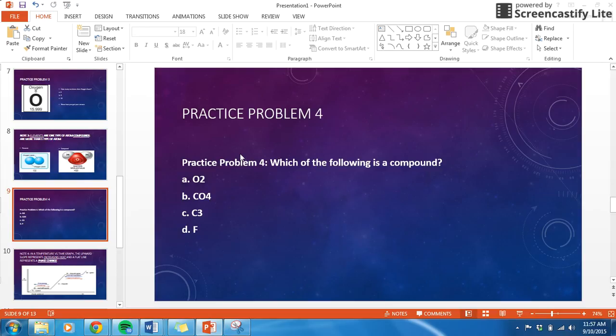Our practice problem 4. Which of the following is a compound? Is it A, O2 oxygen, B, carbon dioxide, a carbon and an oxygen, C, carbon, or D, fluorine?